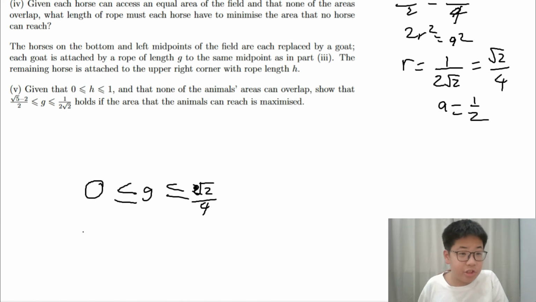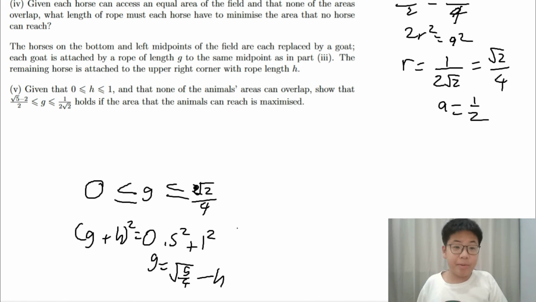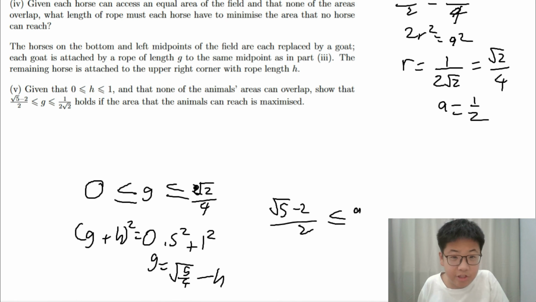So we can relate g to h as g plus h squared equals 0.5 squared plus 1 squared by Pythagoras. So we calculate g as the square root of 5 over 4 minus h. As we know, the maximum h can be 1. So the actual range for g is the square root of 5 minus 2 over 2 less than g less than 1 over 2 root 2.